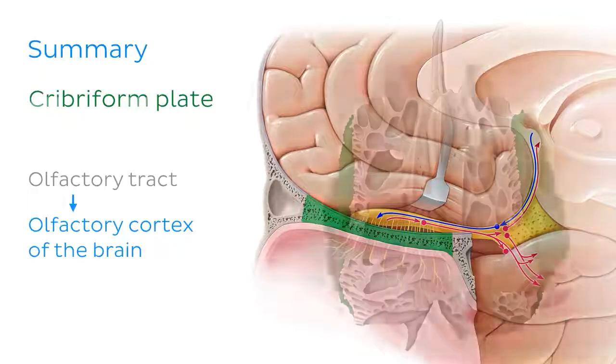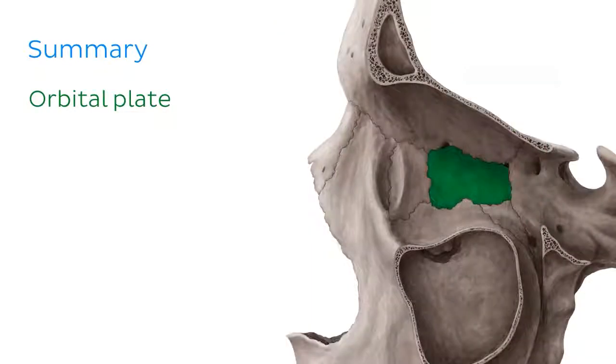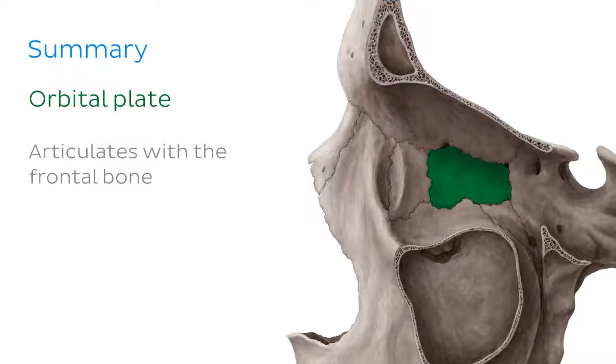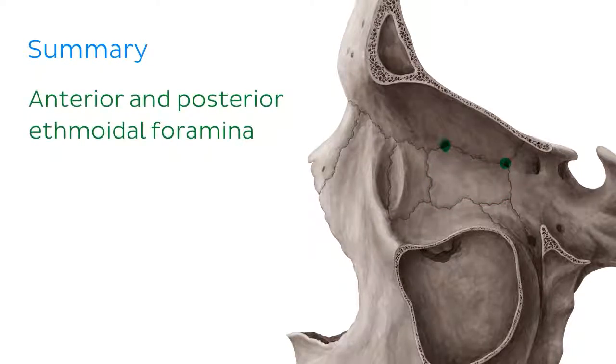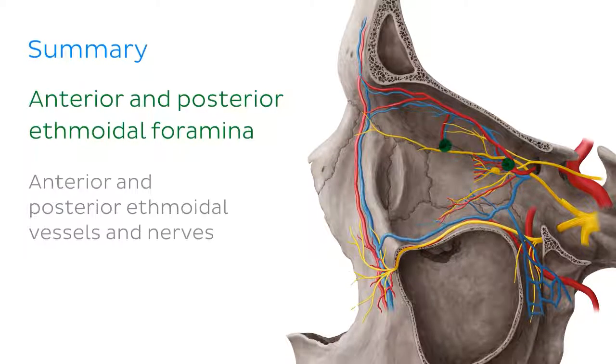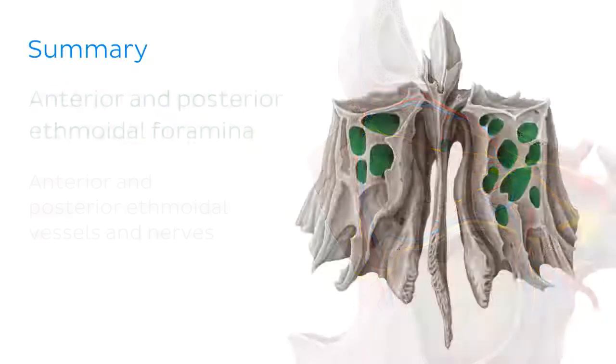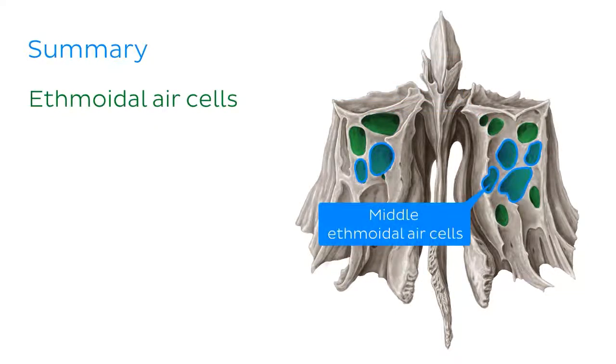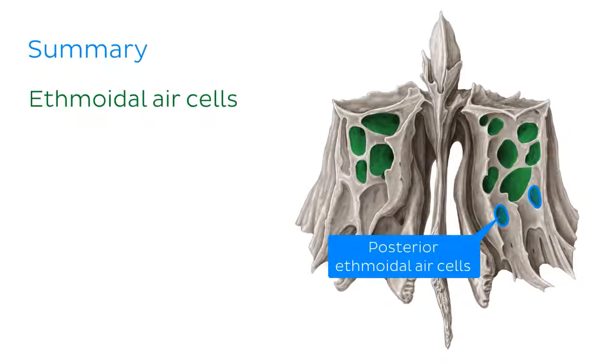The orbital plate of the ethmoid bone articulates with the frontal bone and the maxilla to then make up the medial wall of the bony orbit. We saw that inside the bony orbit there are also anterior and posterior ethmoidal foramina. These foramina transmit the anterior and posterior ethmoidal vessels and nerves. Moving inside the body of the ethmoid bone, we learned that the anterior ethmoidal air cells open into the frontonasal duct. The middle ethmoidal air cells open onto the ethmoidal bulla, and the posterior ethmoidal air cells open onto the lateral wall of the superior nasal meatus.